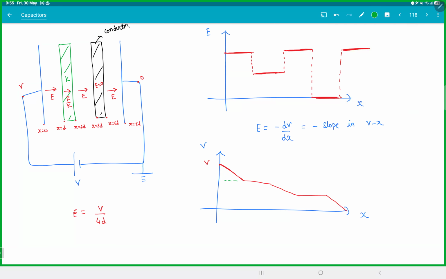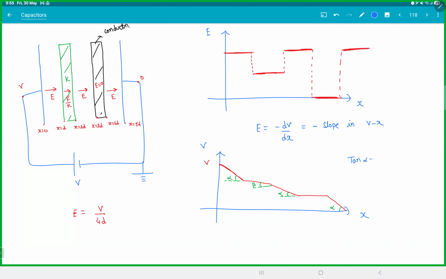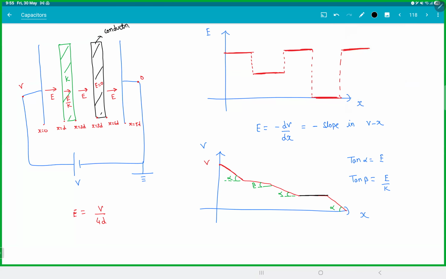If you actually see the angles, if this is alpha, this is alpha, this is alpha, this will be beta. Where tan alpha is the field here, which will be E. Tan beta will be E by K. And inside the conductor, the potential becomes same. It's an equipotential region. So it will be a horizontal line. We'll have three parallel lines, and the field and potential inside our slab will be at a lesser slope. This is how the graph looks.